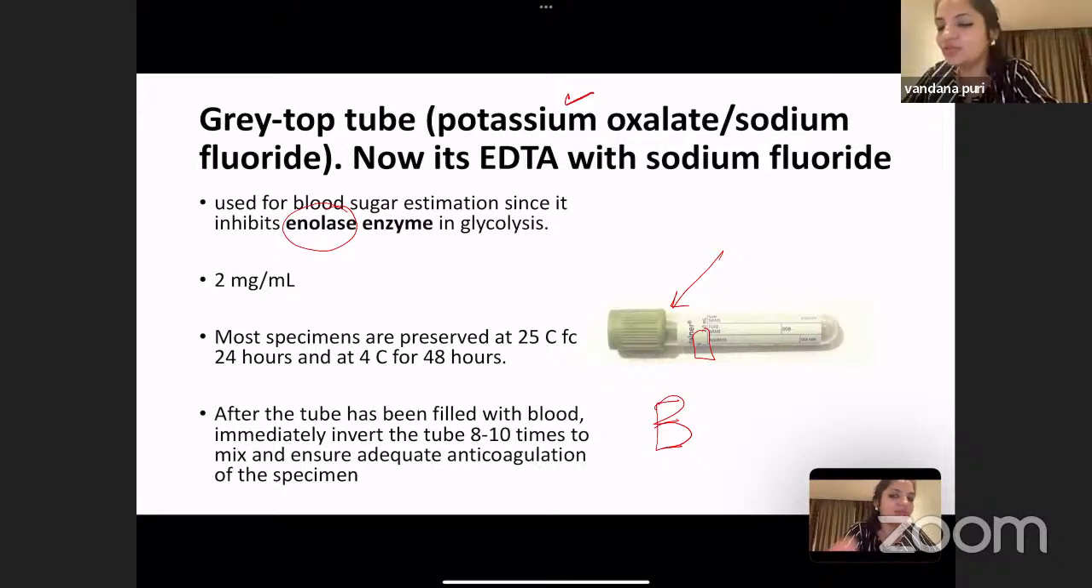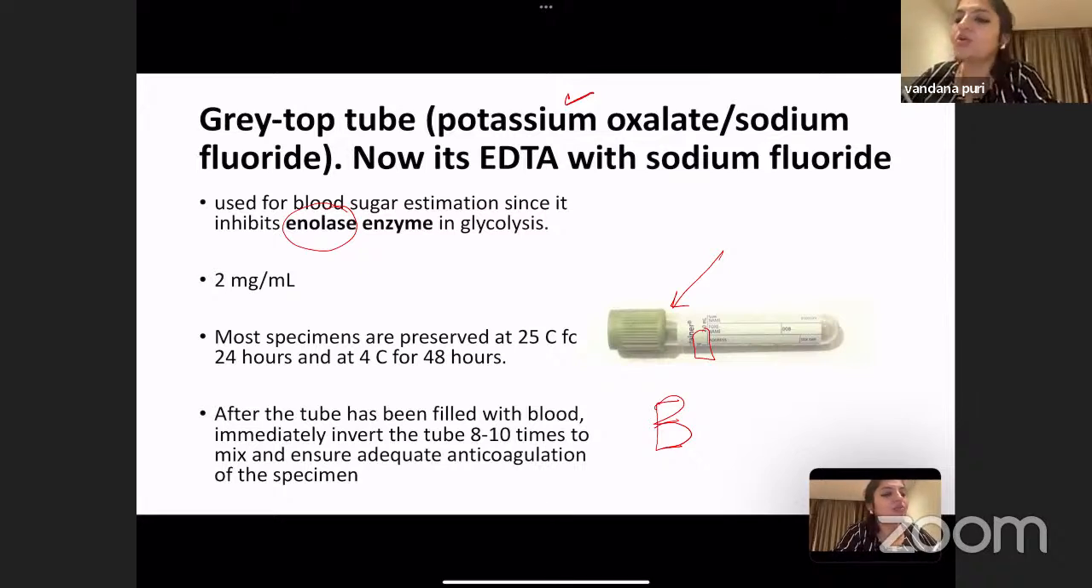So what are the EDTA tubes? The general lavender top tube, the pink top tube for blood banking, the pearly white tube for PCR, and the gray top tube for glucose estimation. Is everybody clear for this? Okay, so that is your EDTA vacutainers.